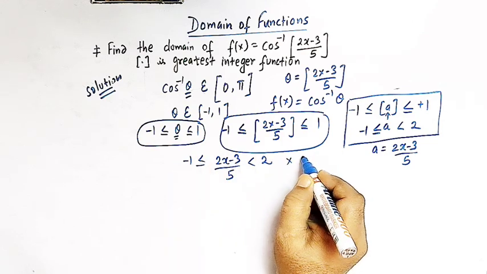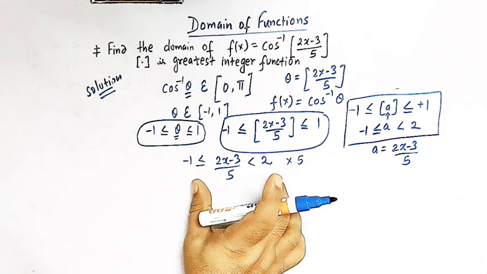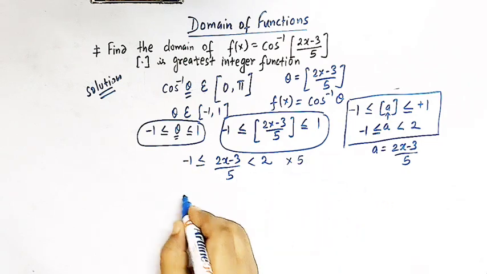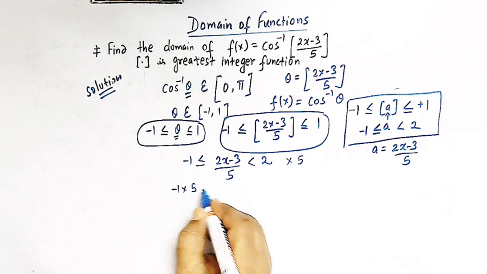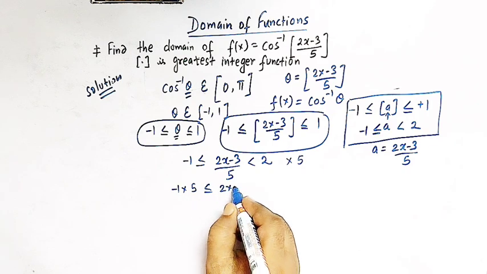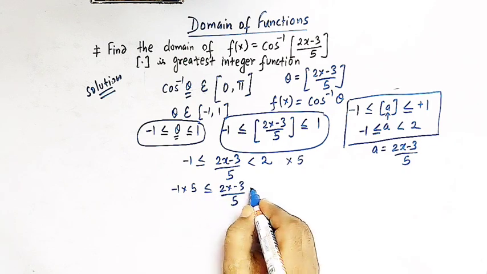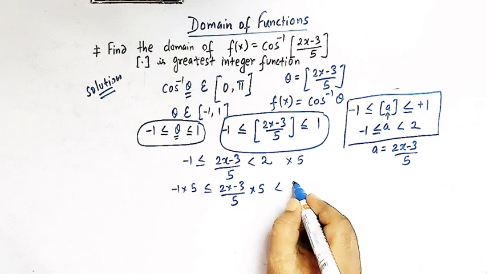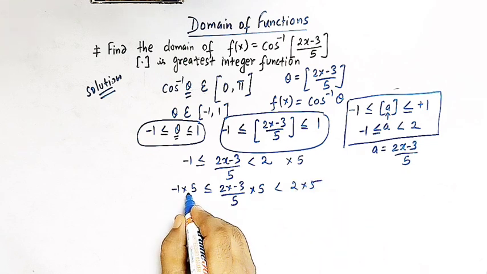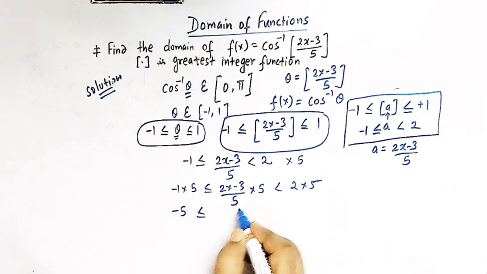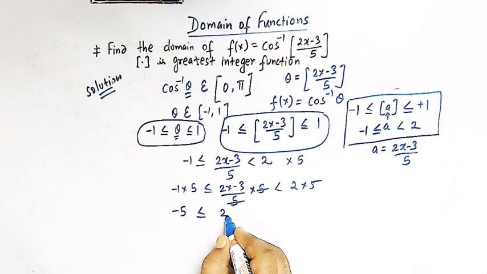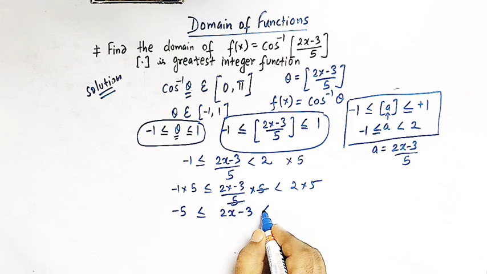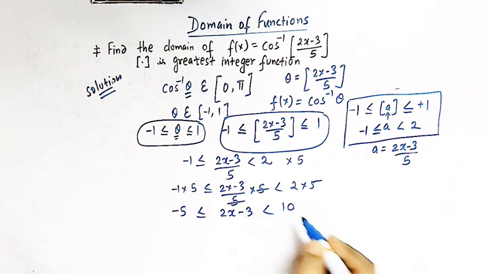So let us first multiply this inequality throughout by 5. So we have minus 1 times 5, and here we have (2x minus 3) over 5 times 5, and here we have 2 times 5. So here we have minus 5, here 5 and 5 get cancelled, we have 2x minus 3, and here we have 10.